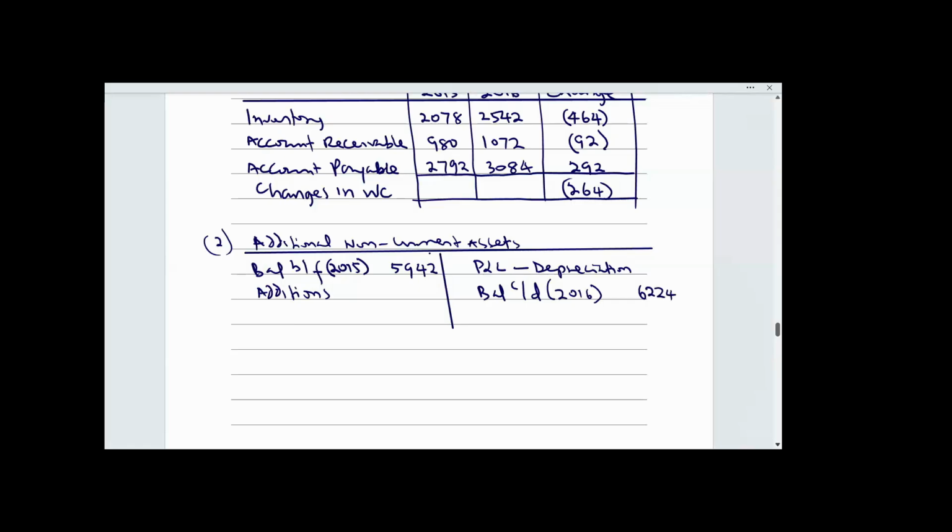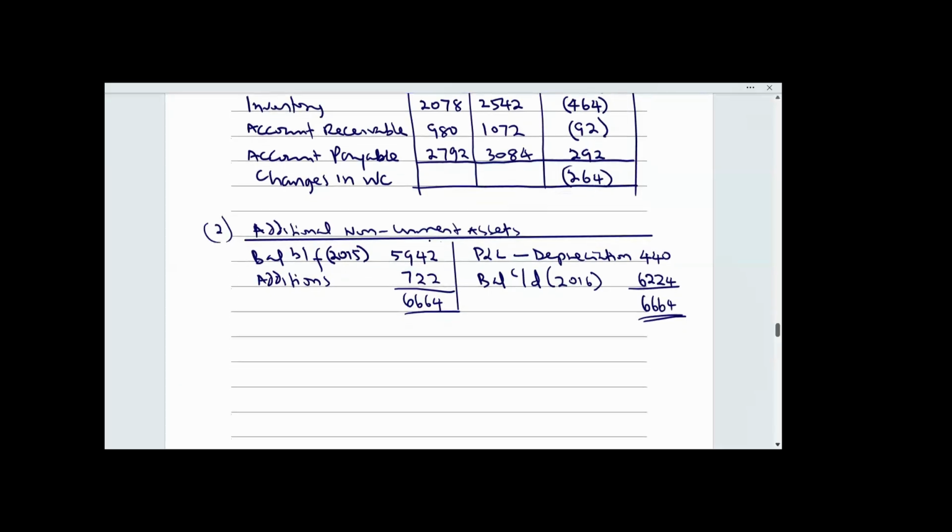All right, so how much was depreciation? 440. So add it up: 440 plus 6224 is 6664. Then minus 5942, we get 722. So that means the company has purchased additional non-current assets worth 722 million. So here is 6664.